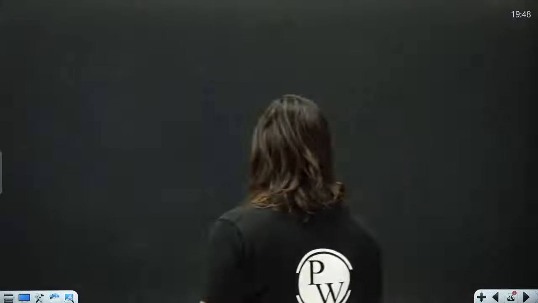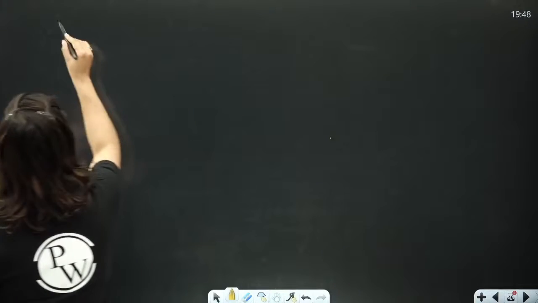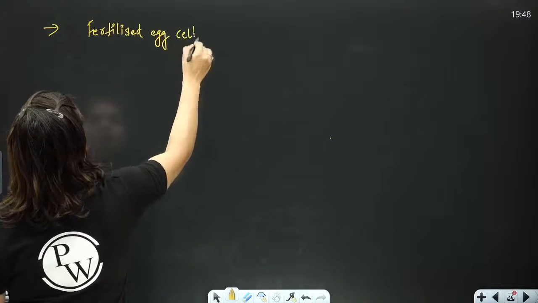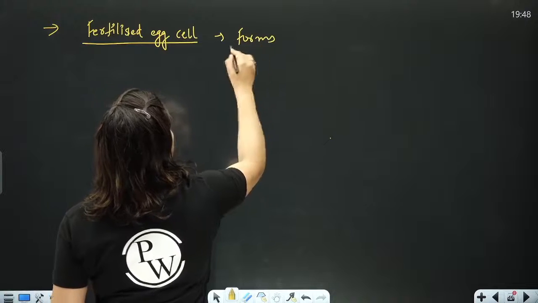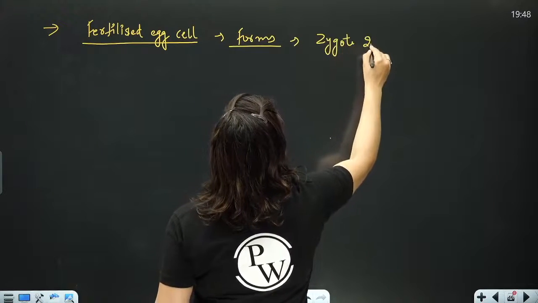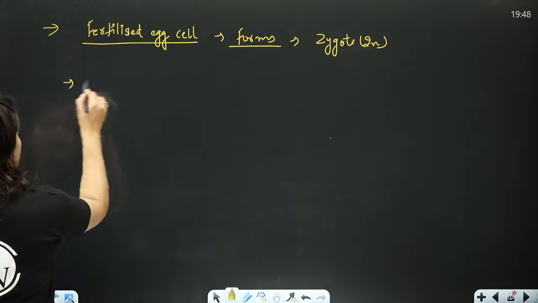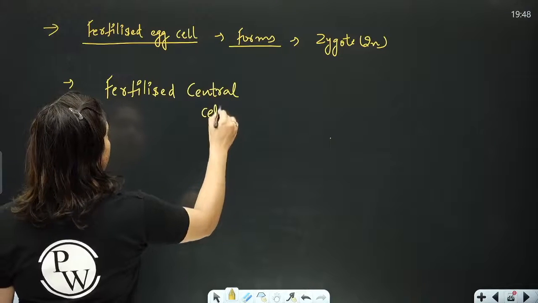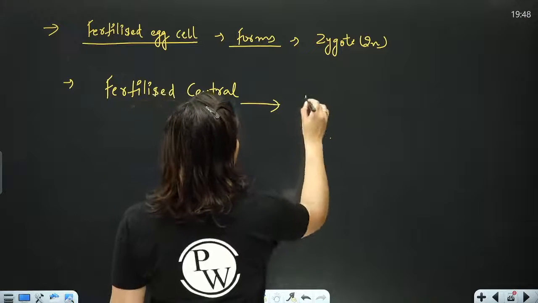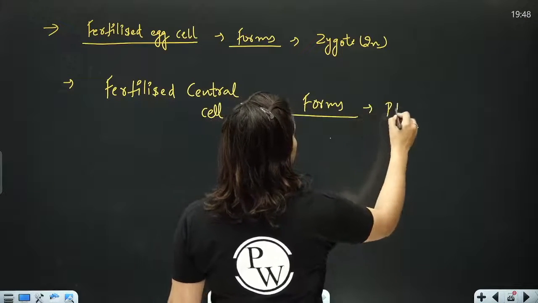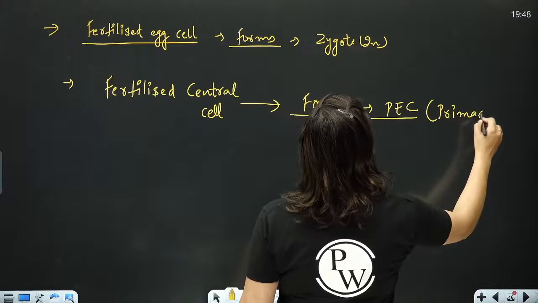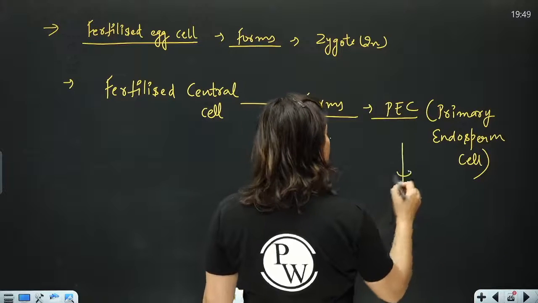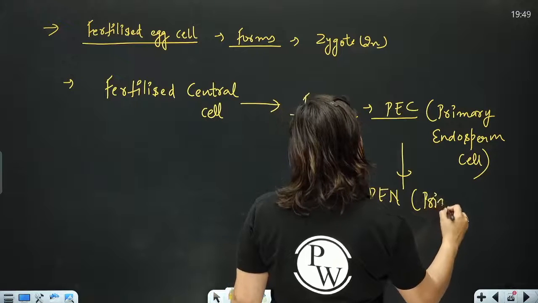So what will be the result now? The result will be the fertilized egg cell. The fertilized egg cell forms the zygote, and the fertilized central cell, the central cell that got fertilized with the other male gamete, forms the PEC. What is PEC? PEC is the primary endosperm cell, and this primary endosperm cell contains the PEN, that is the primary endosperm nucleus.